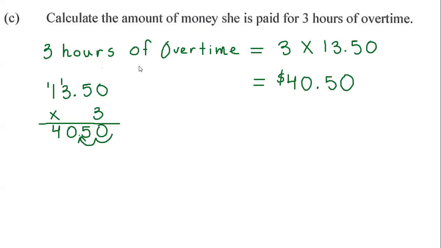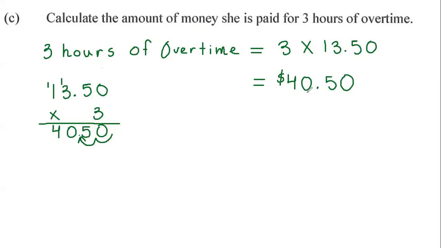Do you all understand that? Yes, sir. Who said no? Someone said no. Joel, you don't understand? No, sir, not like that. Okay, so we just figured out in the previous question that she gets paid $13.50 for 1 hour of overtime. But then she worked 3 hours of overtime. So since she worked 3 hours overtime, 3 times $13.50 gives us $40.50. That's how we did that.